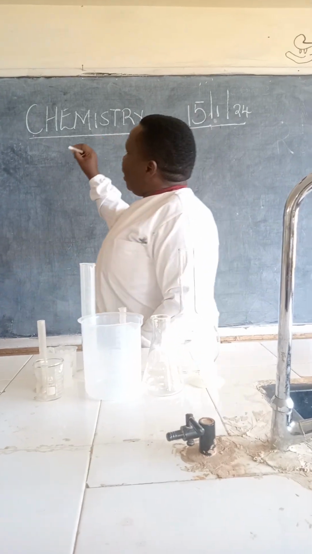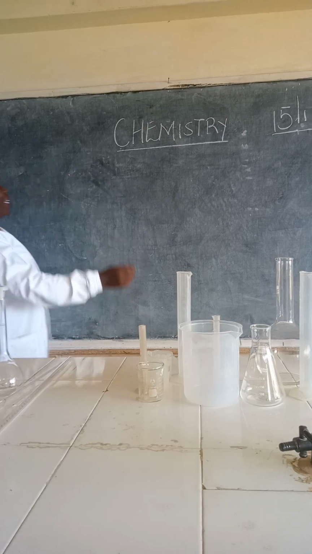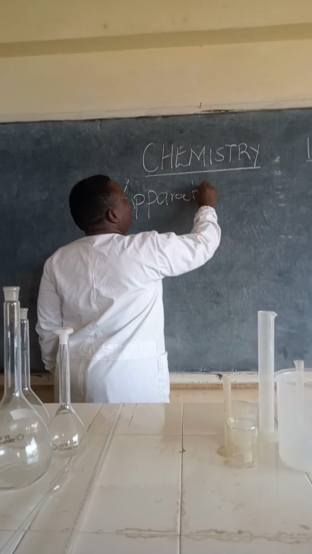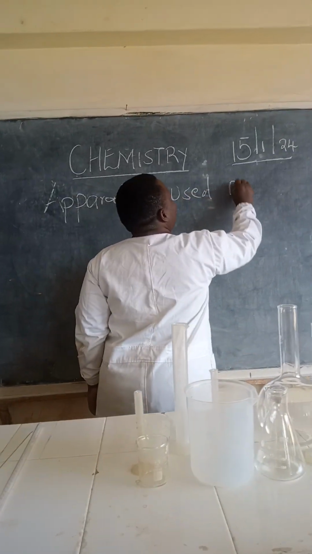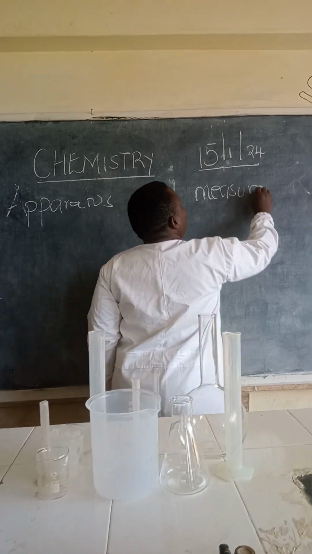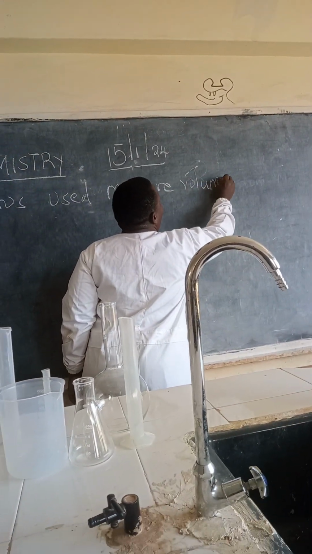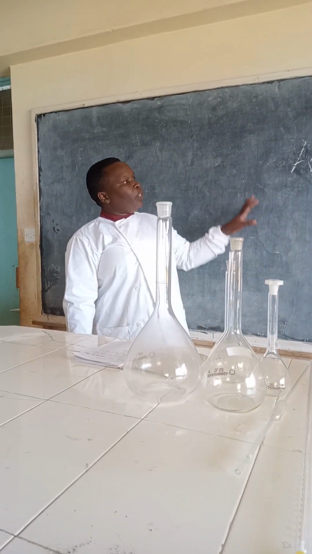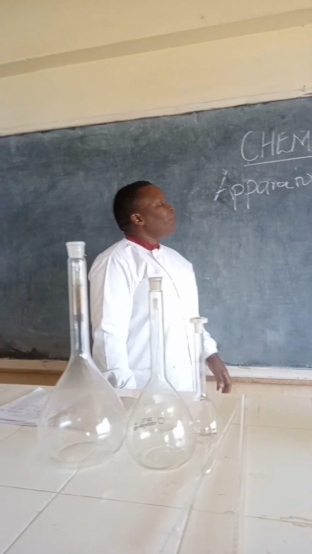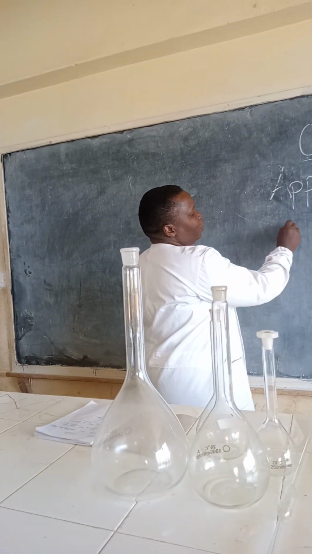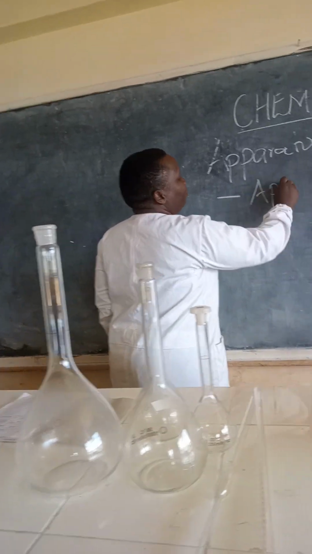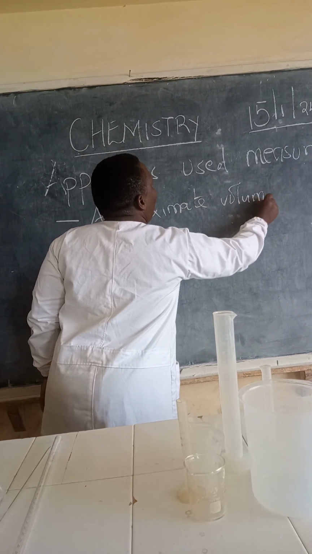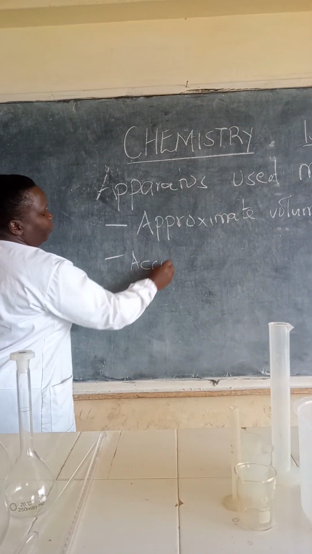Good afternoon. In today's lesson, we are going to discuss the apparatus used to measure volume. At the end of the lesson, I expect that you should be able to mention the various apparatus used to measure volume. These apparatus can be used to measure either approximate volume or accurate volume.